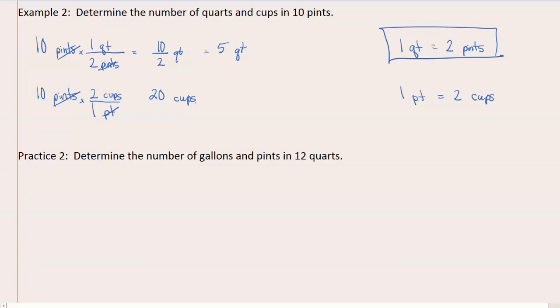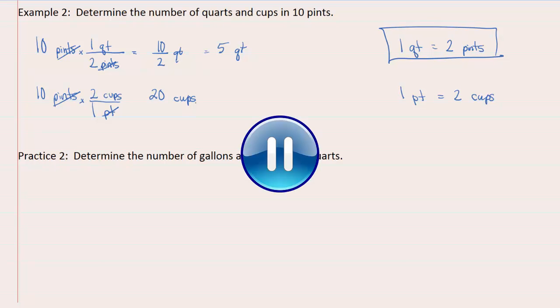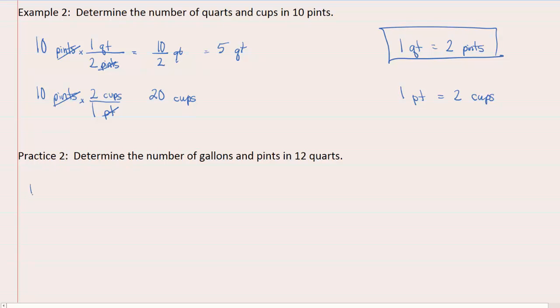Now try practice problem 2 on your own, remembering to pause the video. Now, let's do practice problem 2. We need to determine the number of gallons and pints in 12 quarts. Let's start by writing 12 quarts.